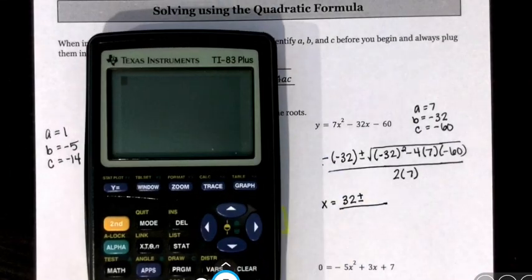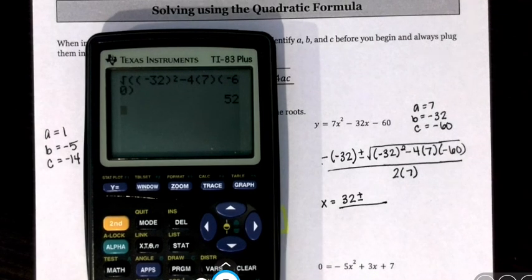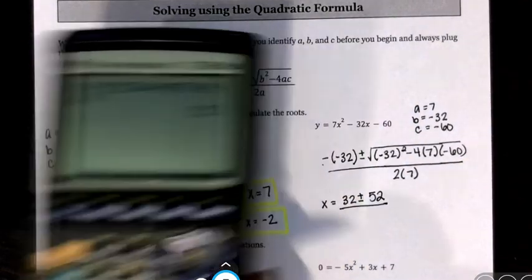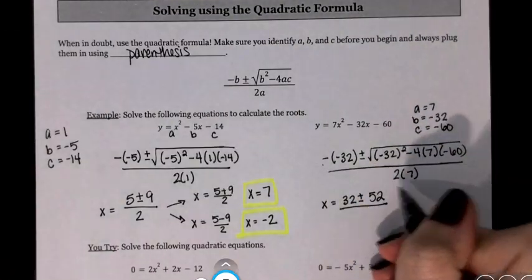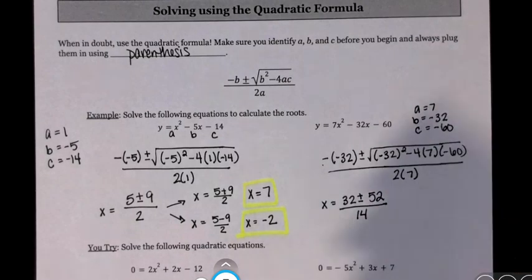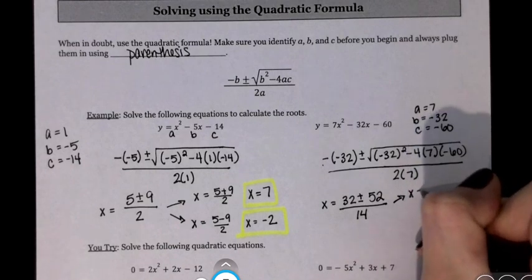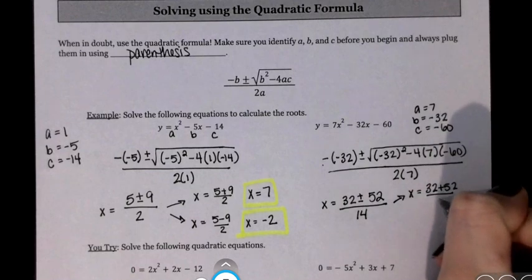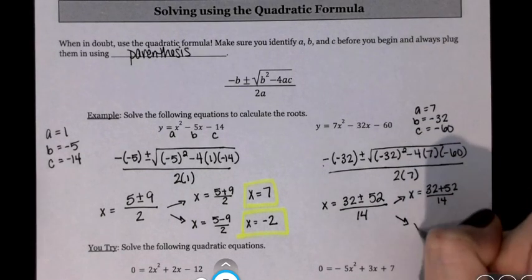So I'm going to show my calculator again. I'm going to do the square root, another parenthesis, negative 32 squared minus 4, 7, negative 60, and I get 52. So that whole thing turns into 52. Then my denominator, 7 times 2, 14. So I'm going to do 1 with the plus, so 32 plus 52 over 14, and then 1 with the minus.